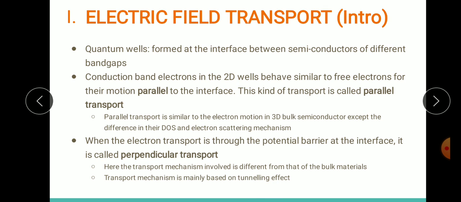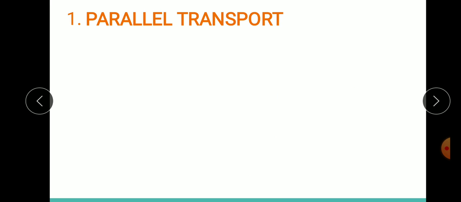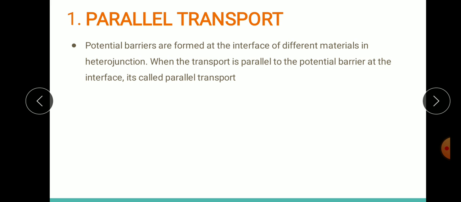So in this session we shall deal with parallel transport alone. We have seen that parallel transport is the movement of electrons parallel to the interface. So make that very clear. Now, initially this parallel transport was observed in MOSFETs, and later this was utilized for our MODFETs too, or the modulation doped heterojunction quantum structures.